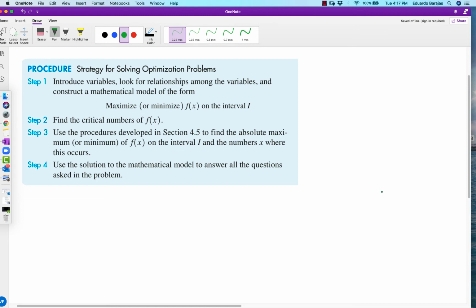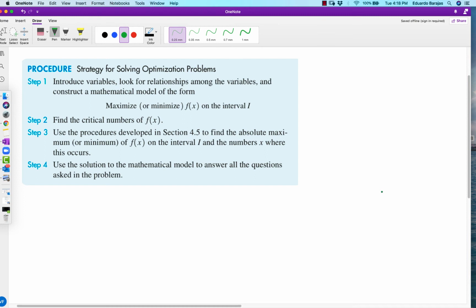We want to reduce it down to just the one dependent variable that you're interested in maximizing or minimizing, the area or the perimeter or the revenue, whatever it is, as a function of only one other variable. So we might have to use other formulas and use substitution to reduce it down. Once we get it down to a function of the form f of x that we want to maximize or minimize, then we want to find the critical numbers of f of x.